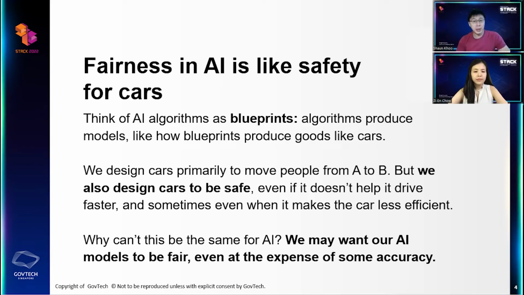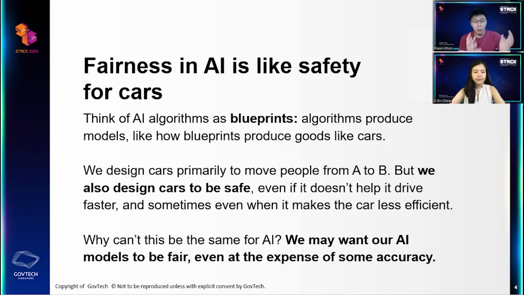One useful analogy that we like to use is to think of fairness in AI like safety for cars. If we think of AI algorithms as blueprints, algorithms produce models, very much like how blueprints produce goods like cars. So we design cars to move people from point A to point B. And that's really the main reason why we have cars in the first place.